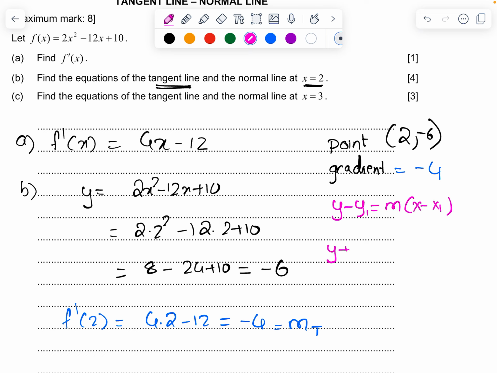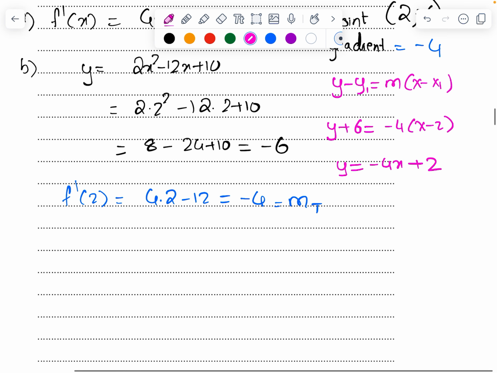So y minus of minus 6 is plus 6, negative 4 times x minus 2. That's going to be the answer. So y equals negative 4x plus 2. That's the equation of the tangent. To know the equation of the normal, the gradient of the normal is going to be 1 upon 4. If it is minus 4 upon 1, it will become 1 upon 4.